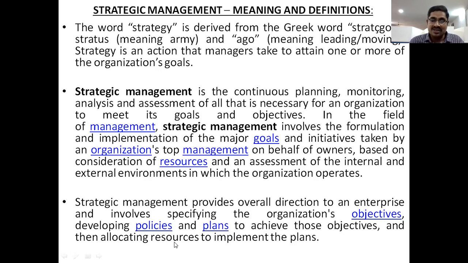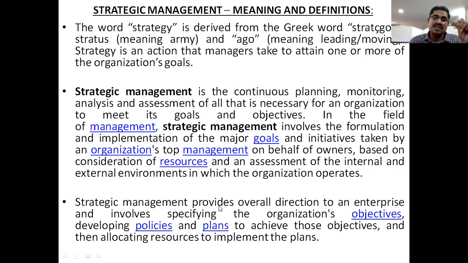So allocating the resources. Resources means, you should remember, 5 M's. 5 M's means money, men, materials, methods, and the missionaries. These are the 5 M's. These 5 M's are called resources. So here it provides overall direction, provides resources, and prepares policies and plans for achieving the targets of the company, right?